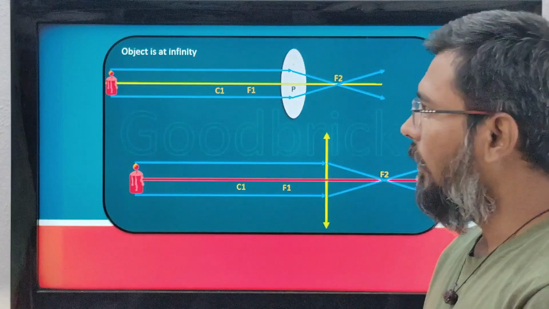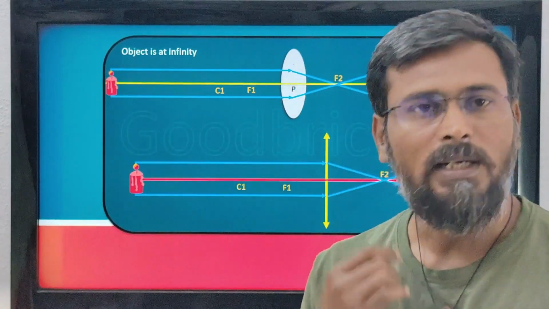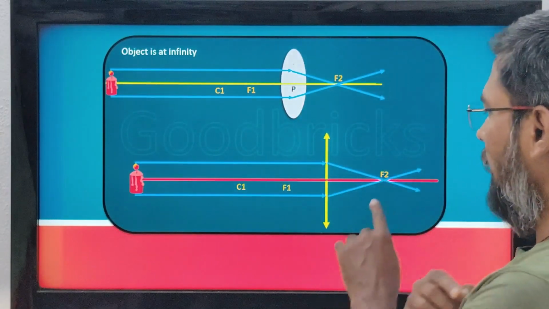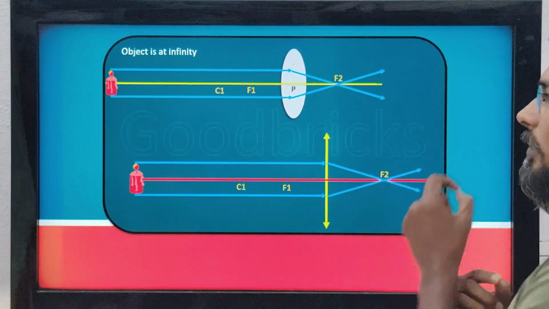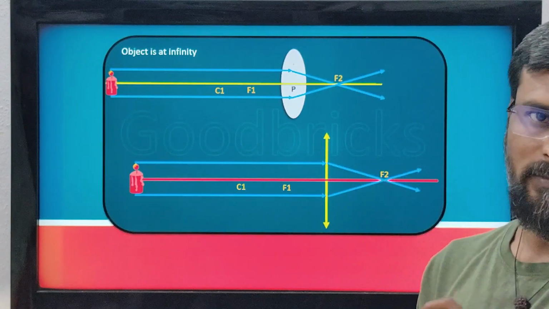One thing, when the object is at infinity, what kind of image is forming? See, this is the image. The size of the image is very small, means a point-sized image.